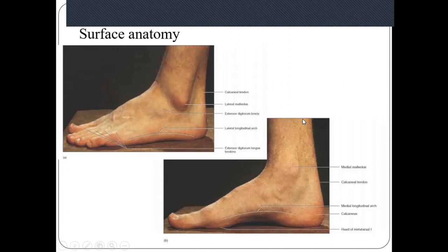Okay. In this picture, you can see the medial side of the foot. Here it is the medial malleolus, and here again it is the calcaneal tendon, and in this area you can see the medial longitudinal arch. And this is the heel, which is formed mainly by the calcaneus. And this area is the head of the first metatarsal. Okay.